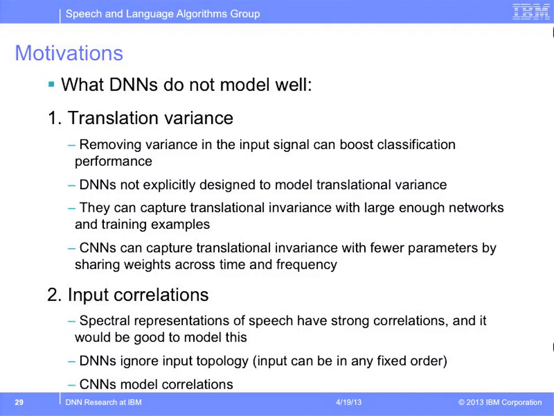Secondly, the DNNs ignore the input topology of the signal. So the input, as long as it's in any fixed order, will not affect the word error rate. But spectral representations of speech have very, very strong correlations, and it would be very good to model this. And CNNs, in fact, do model these correlations. So these are the two motivations that we were looking at when we explored CNNs.